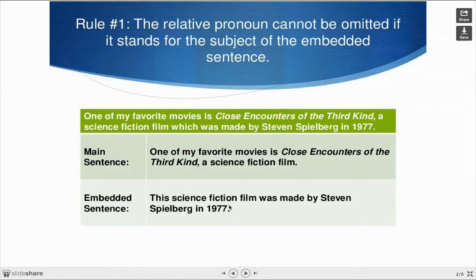So this is the subject of this embedded sentence, and up here, that's what the which is standing for. And because this is the subject of the embedded sentence, you cannot leave out this relative pronoun. You must have that in the sentence.